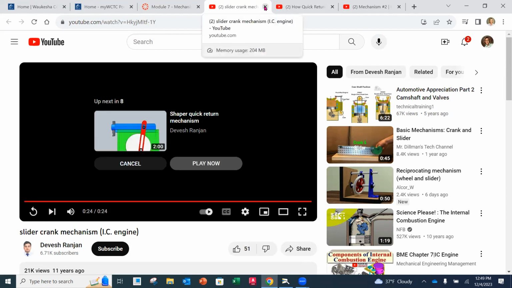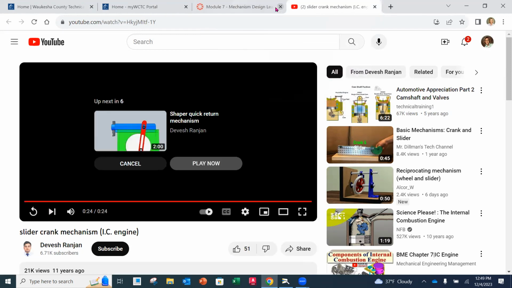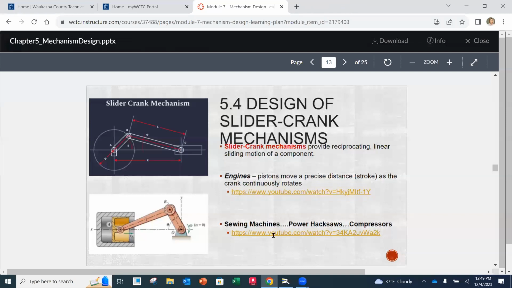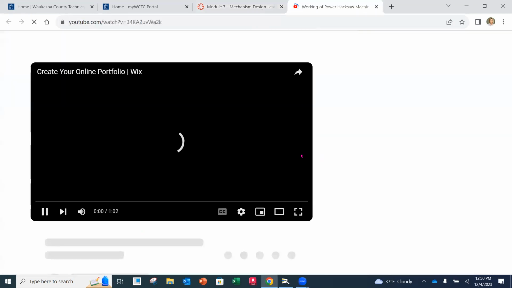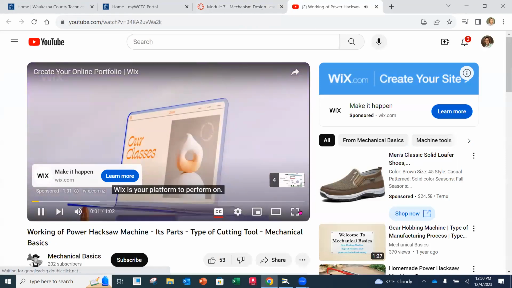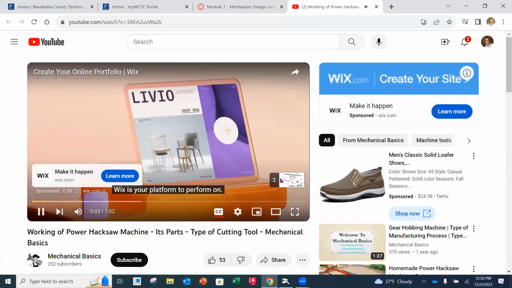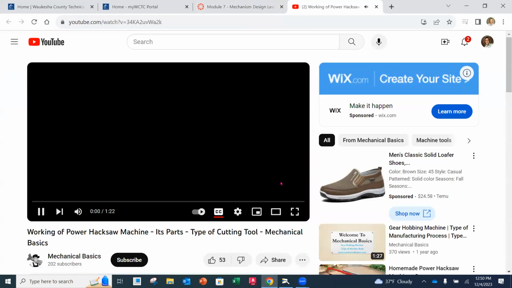The other one that we see here are some other applications. I know engines are kind of a standard, but a sewing machine, hacksaw, a compressor. I forget which one this one is. Oh, this is a hacksaw one.